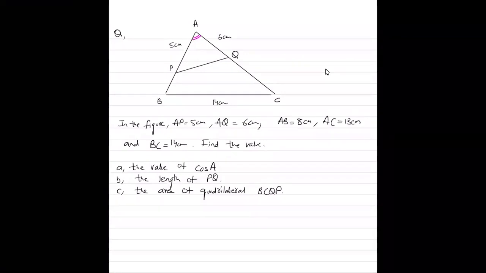ABQ. You must use A, B, C. You can't use PQ because you don't have the length PQ. You can't use triangle APQ because you don't have the length of PQ to find the angle. So you have the length of BC. Do you have the length of AB given in the question?